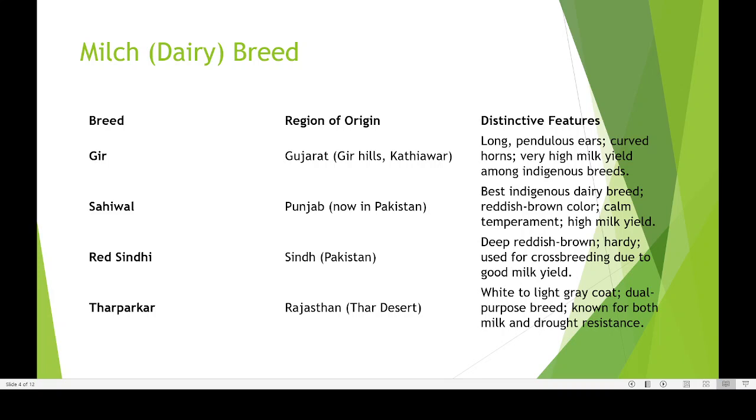Here you can see this kind of farming practices. So farming or carrying weights, these are the main purposes of draught cattle. So these are the four varieties: Gir variety, Sahiwal, Red Sindhi and Tharparkar.